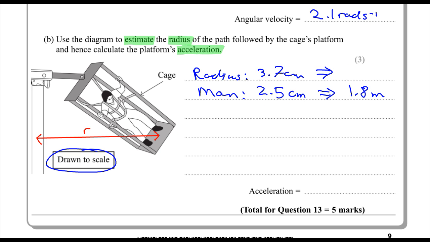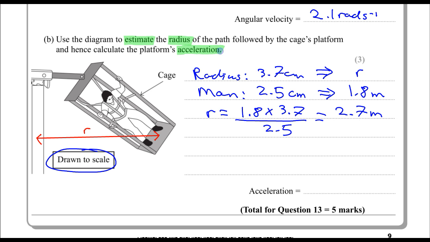scale of the drawing. So the radius should be in the same proportion to the height of the man in the diagram. And if we use direct proportion there, we should get that the radius is 1.8 times 3.7 divided by 2.5, and that will give 2.7 meters.